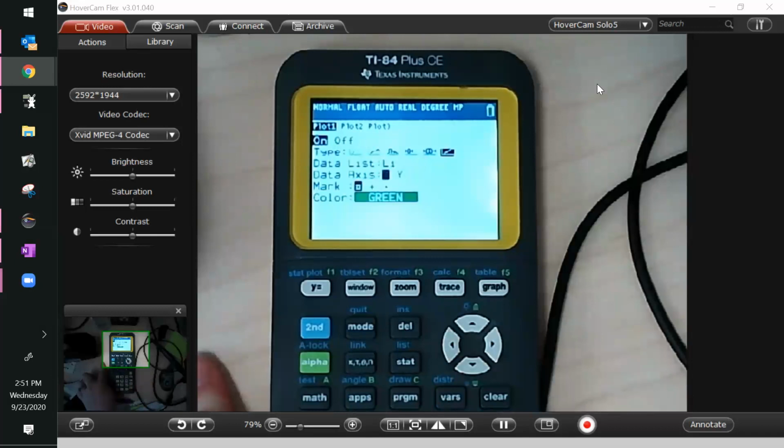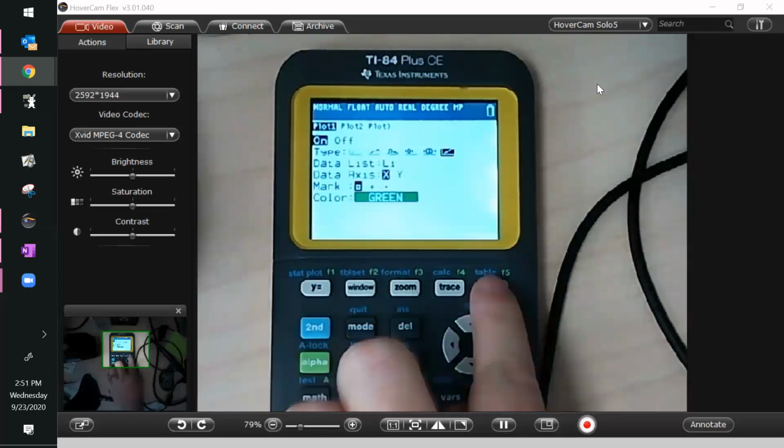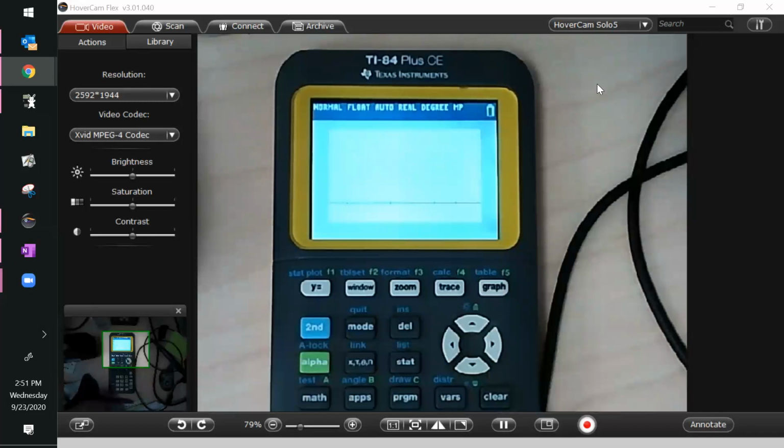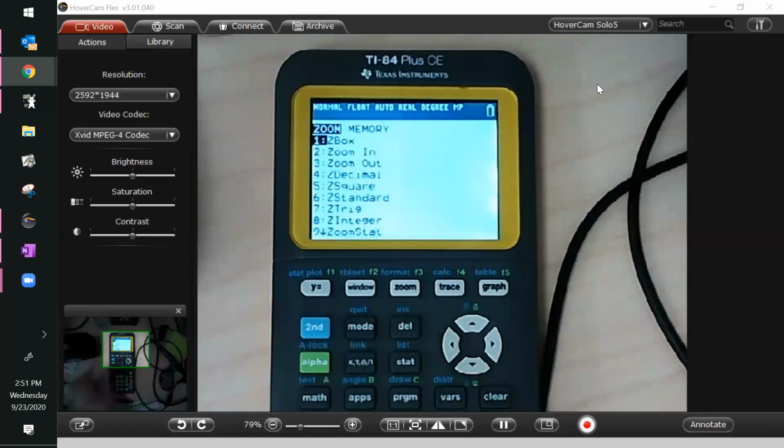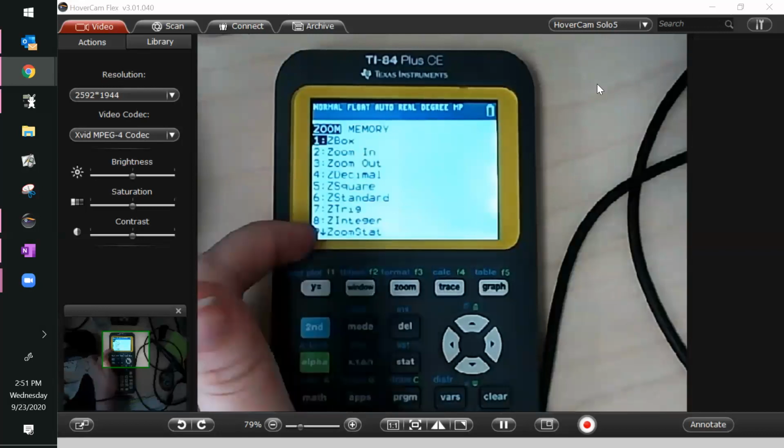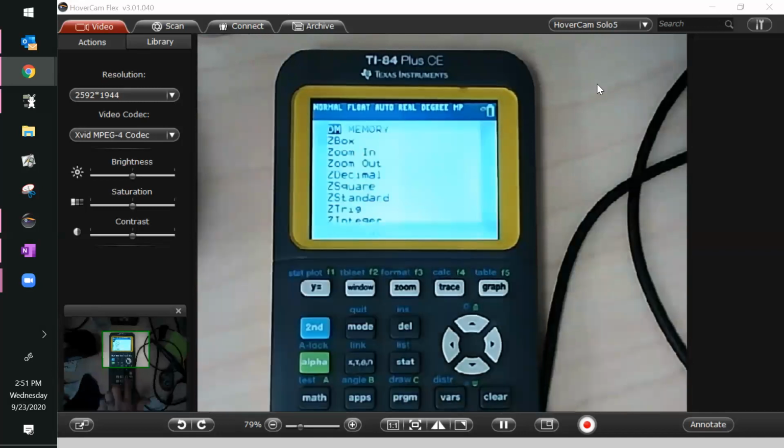And when I graph it, I might need to adjust my window to see what I need to see. And actually, I don't see anything right here, so I definitely need to adjust the window. The best way to adjust your window anytime you're making any kind of plot in statistics is to click this zoom button and choose option 9, which is zoom stat. And you can really just click that 9 button or scroll down and hit enter. So I'm just going to click 9. And it should automatically zoom into the best view of my probability plot.